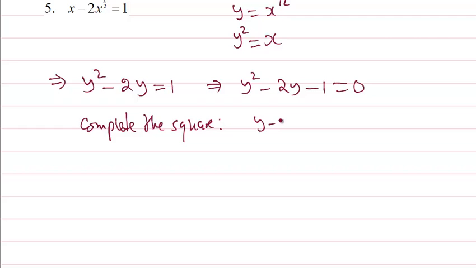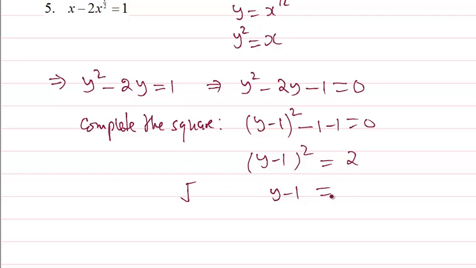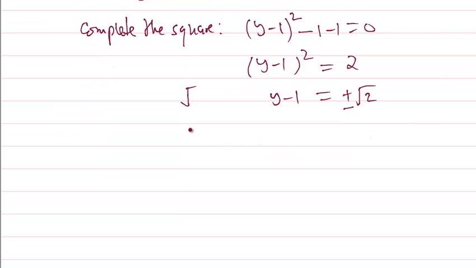So y minus 1 all squared minus 1 equal to 0. So y minus 1 squared equal to 2. Take the square root. So y minus 1 equal to plus or minus square root of 2. Then add 1. So y is equal to 1 plus or minus root 2.